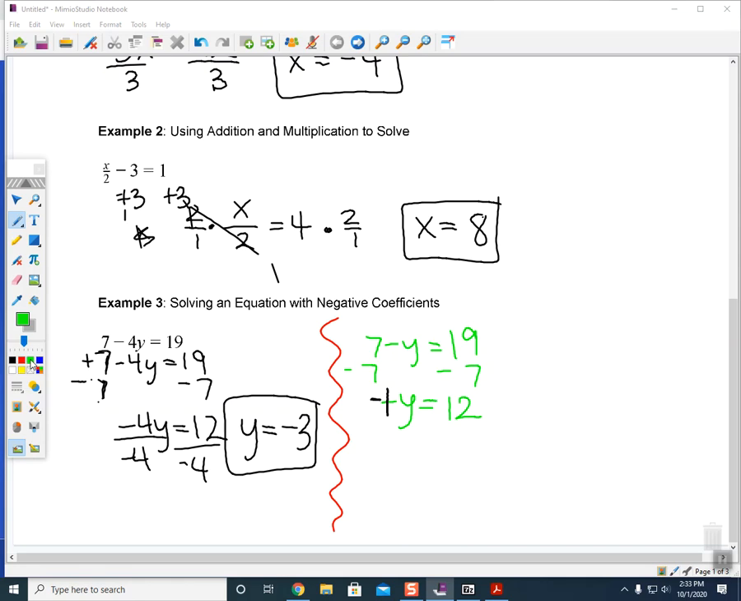So if I want to get rid of that negative 1, I'm multiplying in this case, so I would need to divide both sides by negative 1. Now my negative 1s go away, and I'm just left with y equals 12 divided by a negative 1, which is negative 12. So in this case, I can't stop when I get to a negative y. I have to make it so that my y is positive, that I have a positive 1 in front of it.